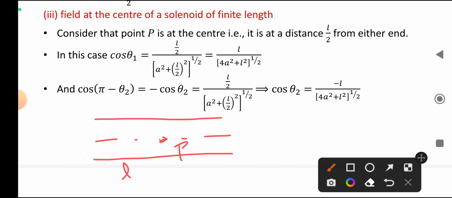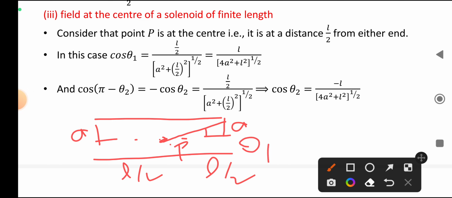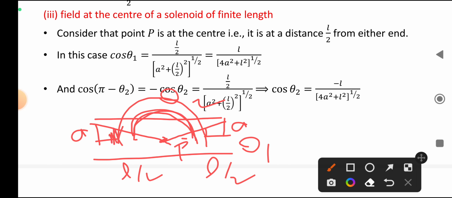Point P is L by 2 distance from the left side and L by 2 distance from the right side. It is A, it is also A. Draw one line. This angle is theta 1, and on the left-hand side, this angle is theta 2. But from here to here the total angle is 180. So you know this angle, but you don't know this angle. This angle can be calculated by subtracting theta 2 from 180, then we get this one, right?